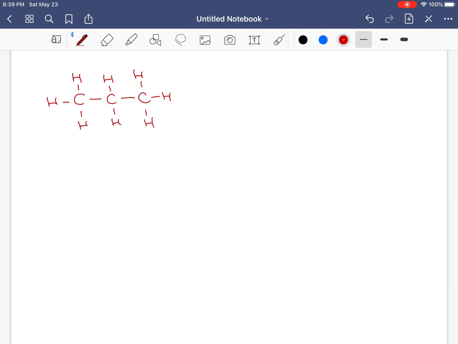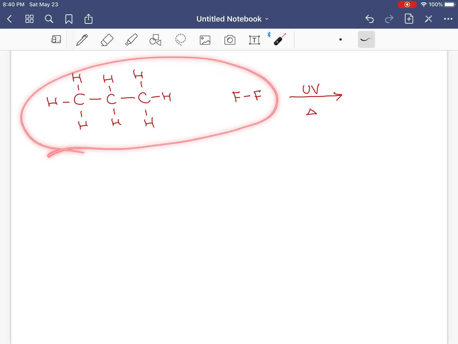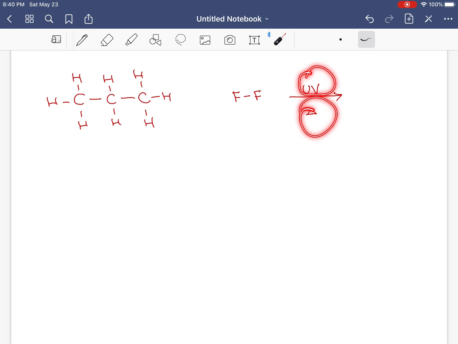I'm going to react this with fluorine gas. Okay? Again, I'm going to have some heat. I'm going to have some UV. I guess what these guys are acting as are catalysts. Even though it's not really just a catalyst, but a requirement for these two to react. But still, okay? You can treat them like catalysts.